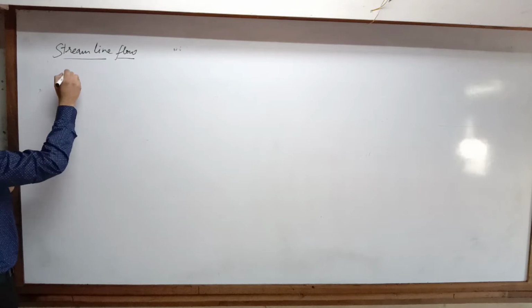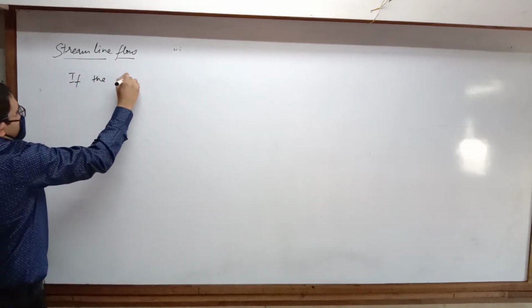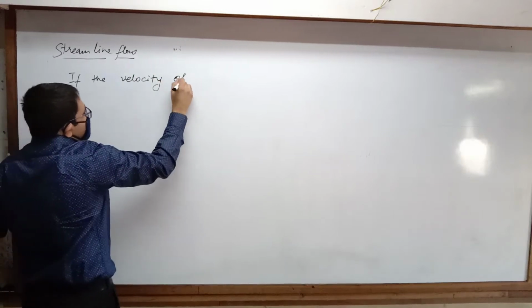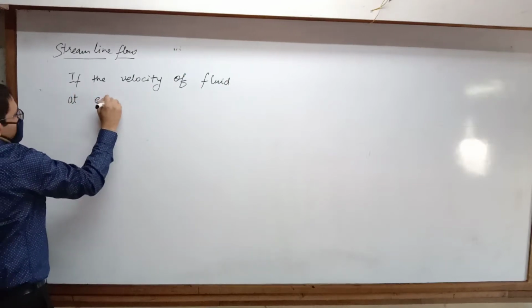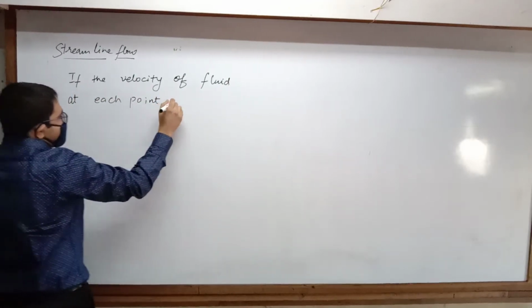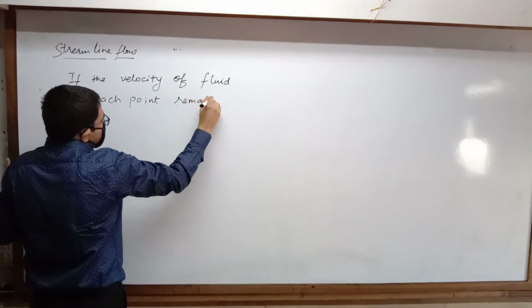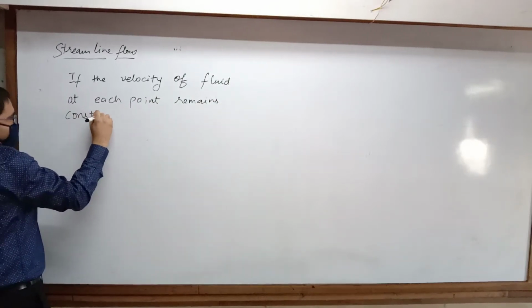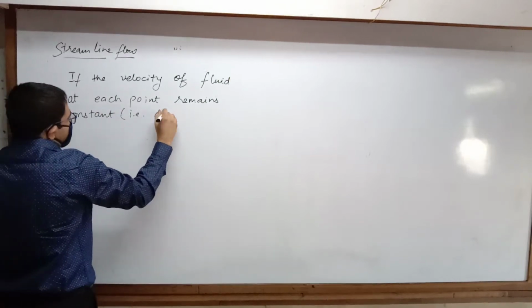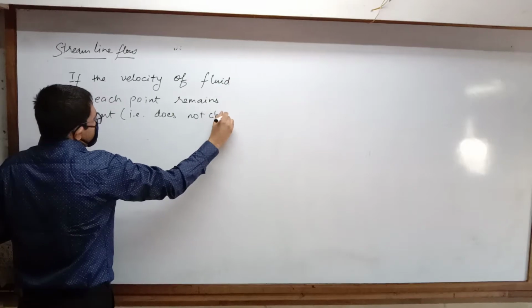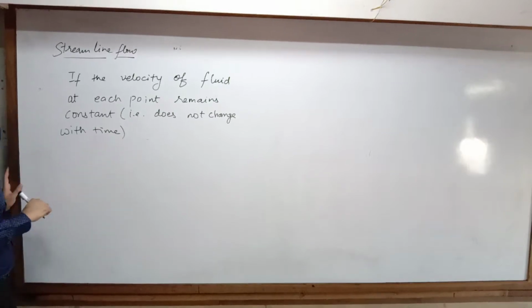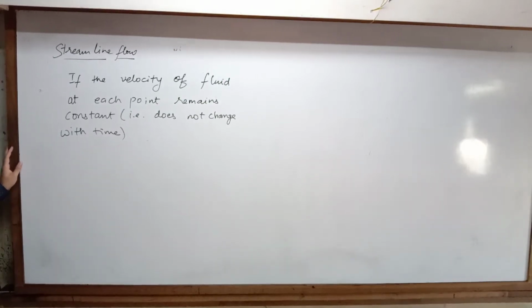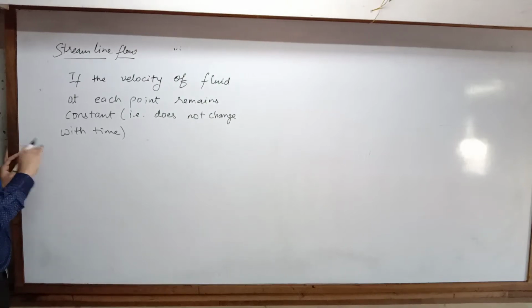So let's write it properly. If the velocity of fluid, not speed, remember velocity, at each point remains constant, that is, does not change with time. So at a particular point the velocity of the fluid remains constant. At that point it will have that velocity, it will never change.